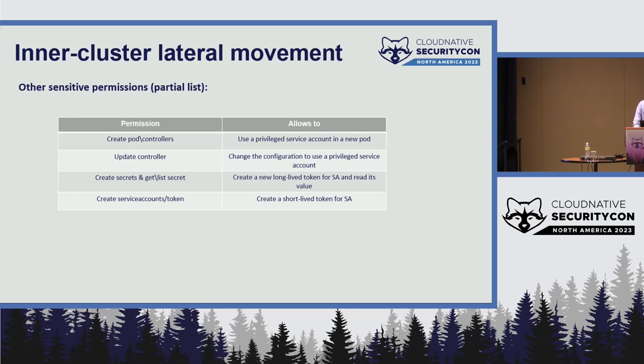The second one is actually what we just talked about. It's the update controller. In our case, we updated a deployment, but it could be any other controller as well. The third one is an interesting one, because as we said before, in newer versions of Kubernetes, Kubernetes doesn't automatically create secrets with tokens of service accounts. However, as a user, I can still manually create a secret and specify that I want it to be a token for a service account. I just annotate the secret with the name of the service account that I want. So if I have the permission to create a new secret, and then I have the permission to read its value, I can get a long-lived token of any service account that I want. And the fourth one here in the table is the permission that you need in order to create a short-lived token.